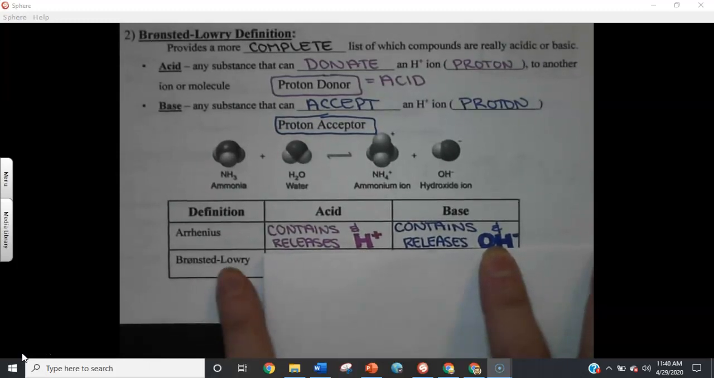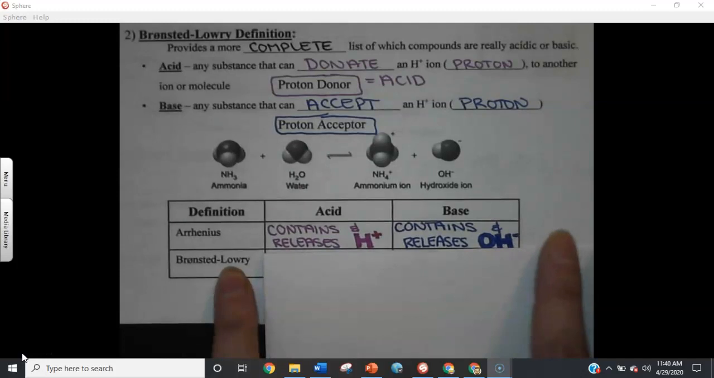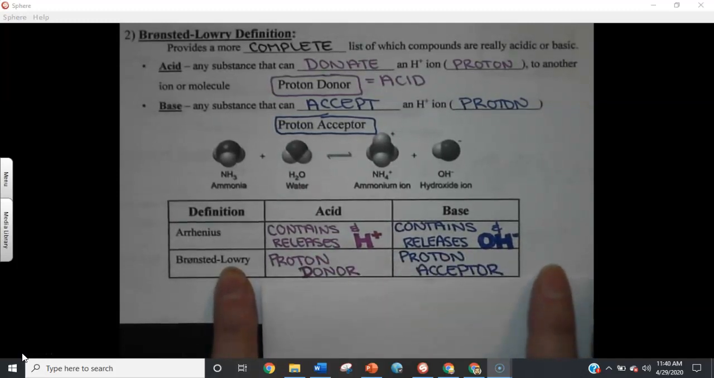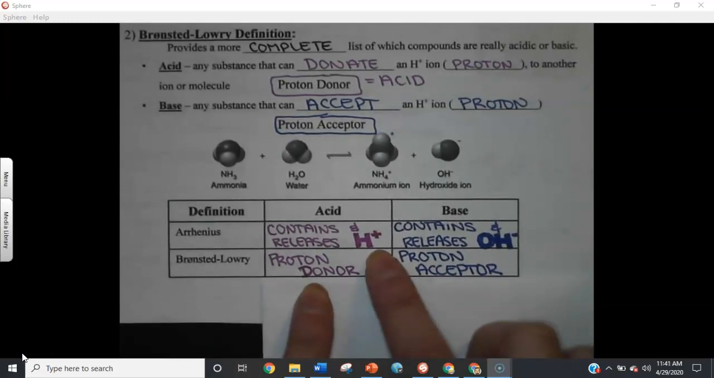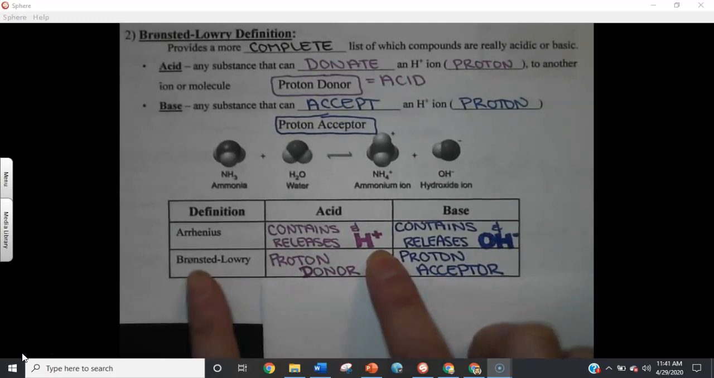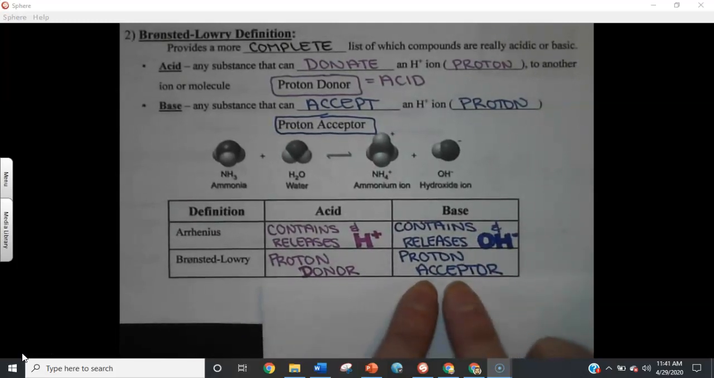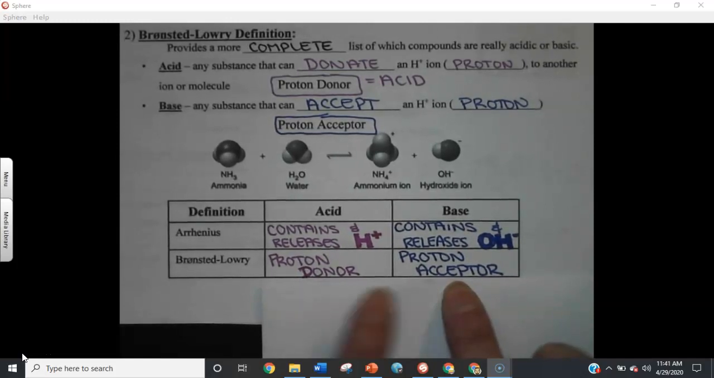Bronsted-Lowry is a little bit more specific, and we just need these words. According to Bronsted-Lowry, an acid is a proton donor, which is the same as saying it gives away H plus. And according to Bronsted-Lowry, a base is a proton acceptor. Don't get them backwards. It's really common. But this table is what you need to have memorized in order to be successful on the homework check and the end of the week quiz. It seems like a lot that we did today, but it's really not that much. Pause this if you need it.